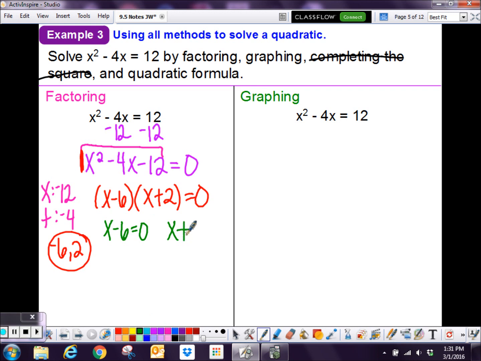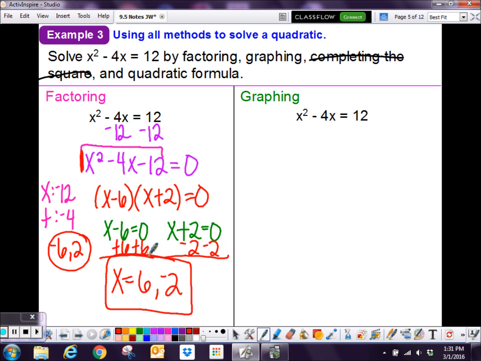So I have x minus 6 equals 0 and x plus 2 equals 0. If I add 6 to both sides, I get x as 6. If I subtract 2 from both sides, I get x as negative 2. And those are my 2 solutions.